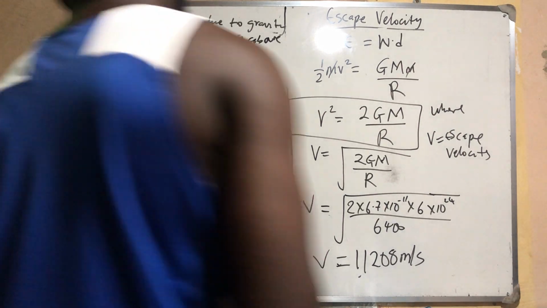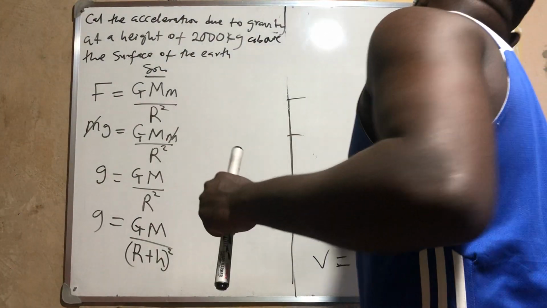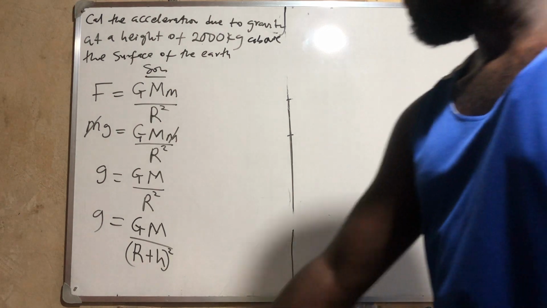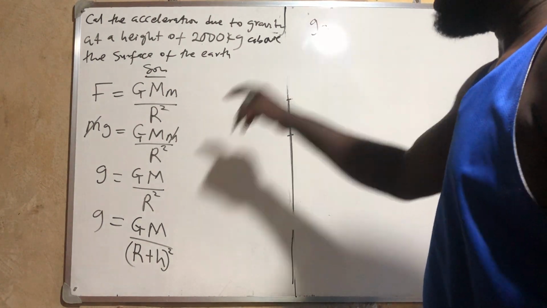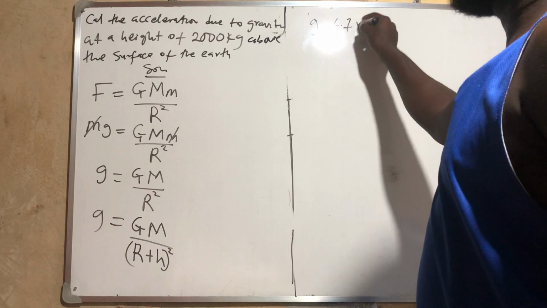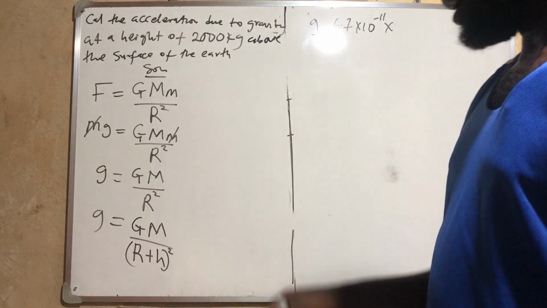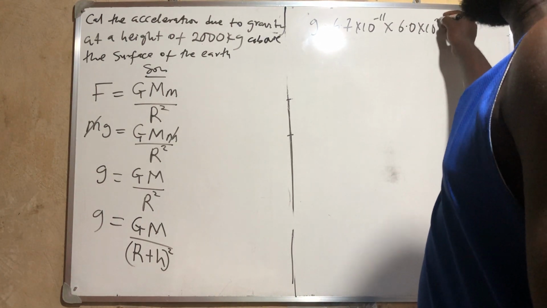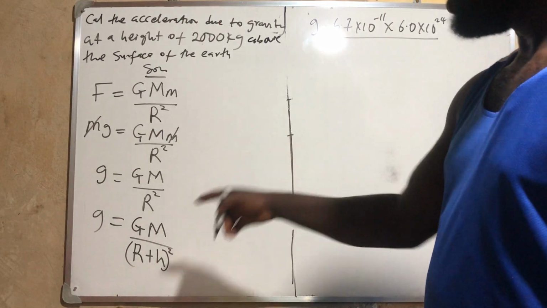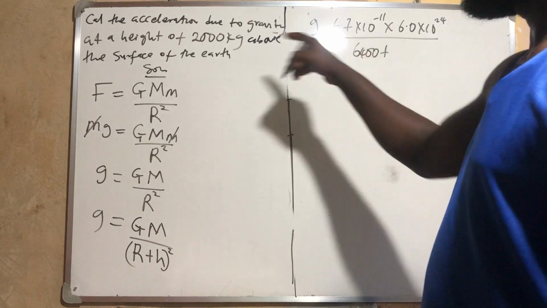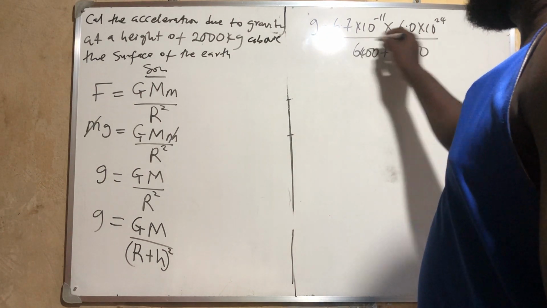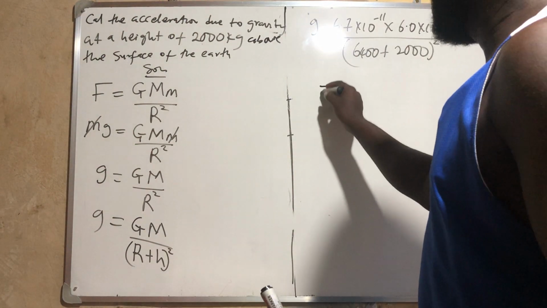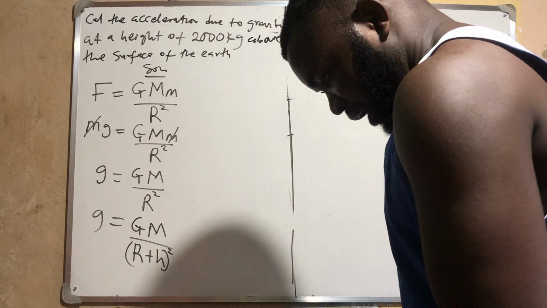So once they gave you a height, your R will now change: instead of the normal radius of the earth, you add the height where the body is. So what do we have now? Our g will now be, I know my G as 6.7 times 10 raised to power minus 11 times the mass of the earth. The mass of the earth is 6.0 times 10 raised to power 24, divided by my radius of the earth, 6,400, plus the height, 2,000, all squared. So from here, if you do everything there, you'll be having your answer.